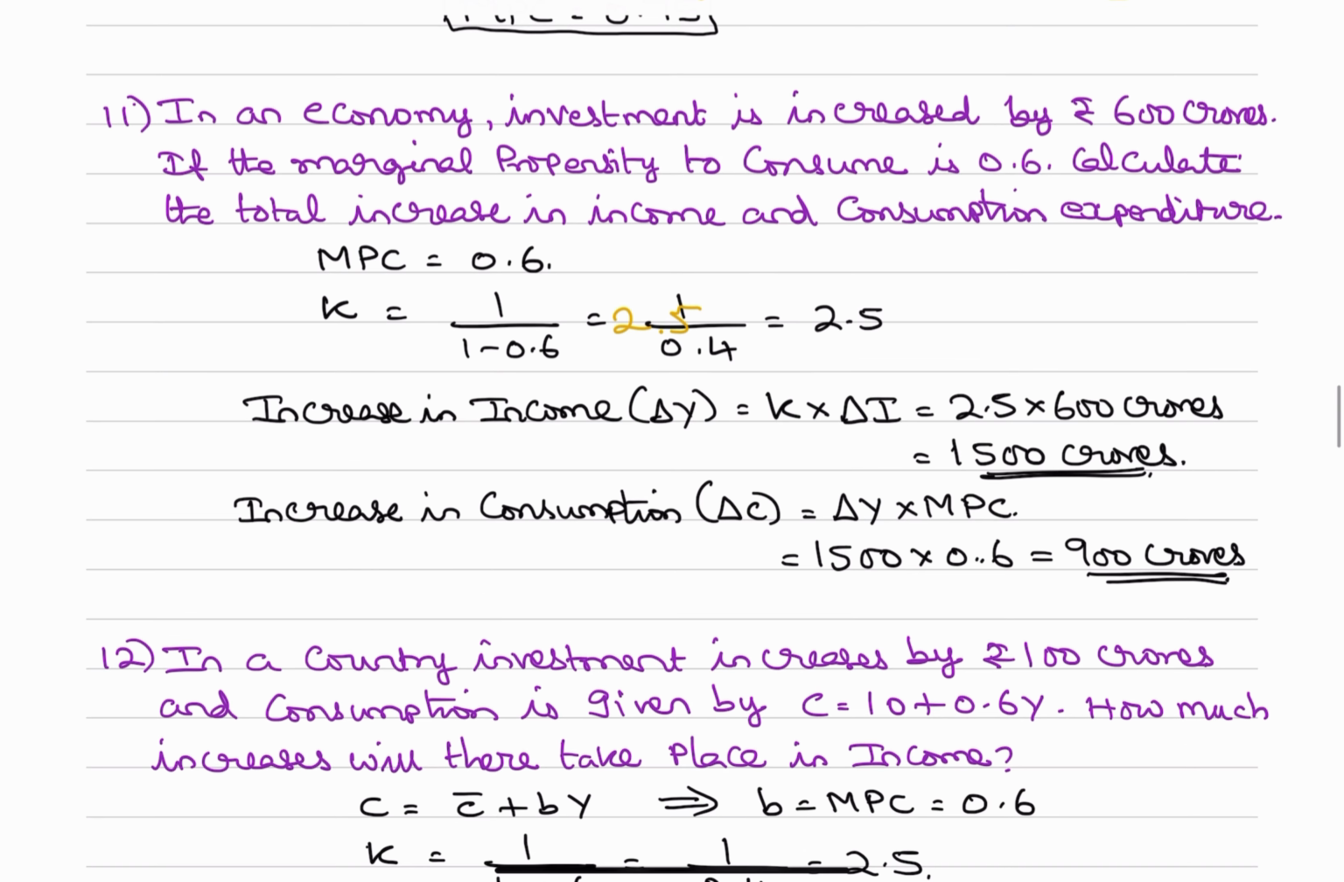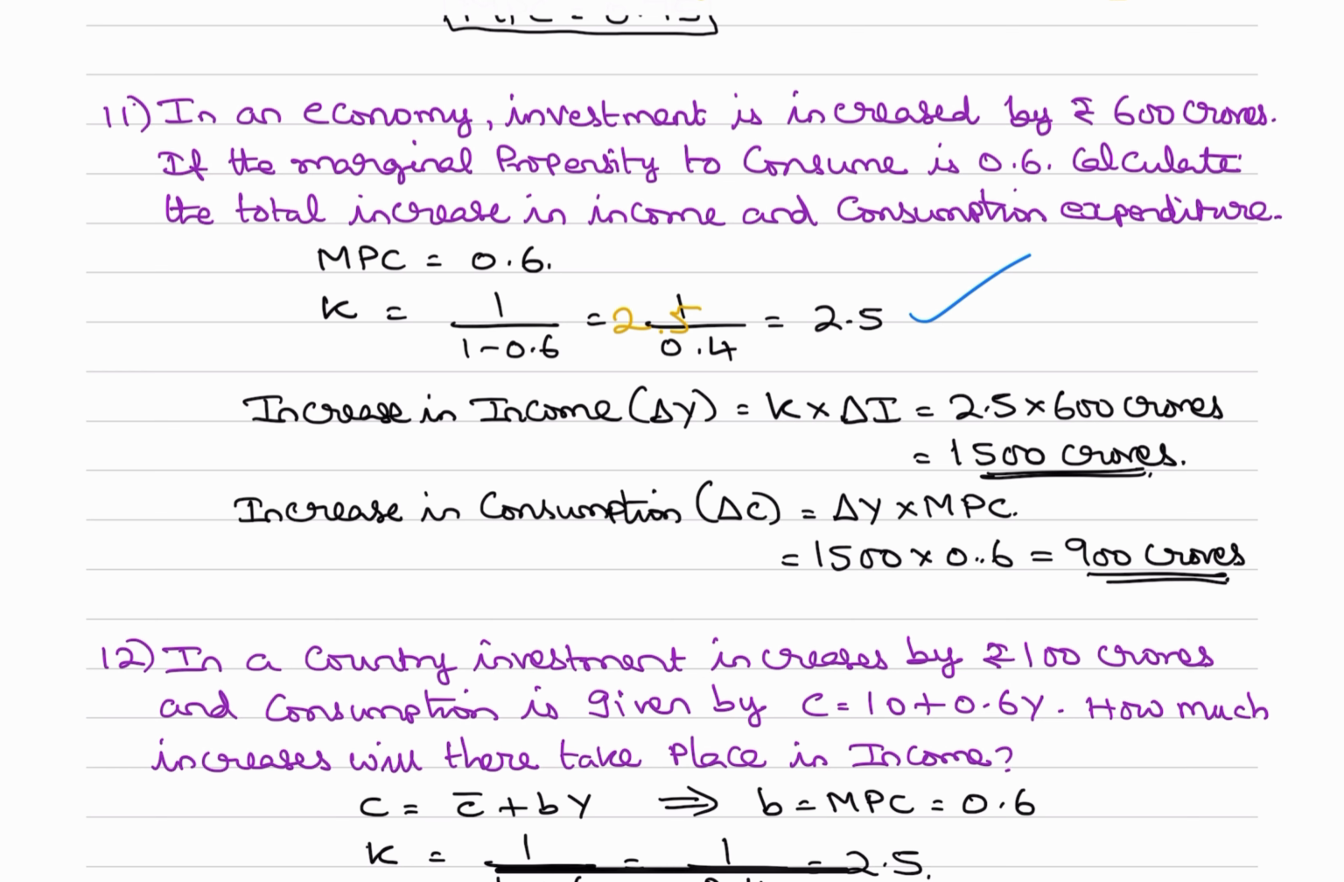In an economy, investment is increased by rupees 600 crores if the marginal propensity to consume is 0.6. Calculate the total increase in income and consumption expenditure. To calculate increase in income and consumption expenditure, we have to calculate the value of the multiplier. Then K is equal to 1 divided by 1 minus marginal propensity to consume. That is 2.5 is the value of the multiplier.